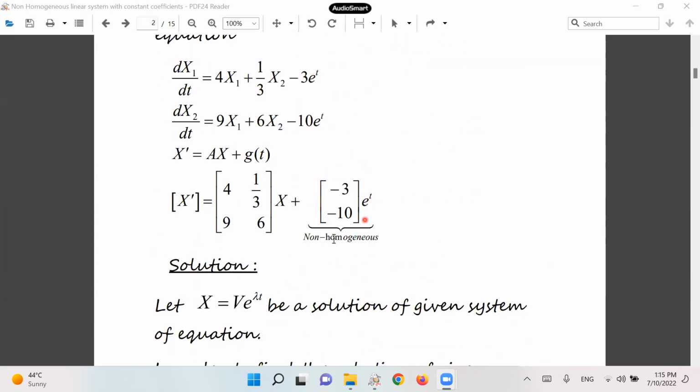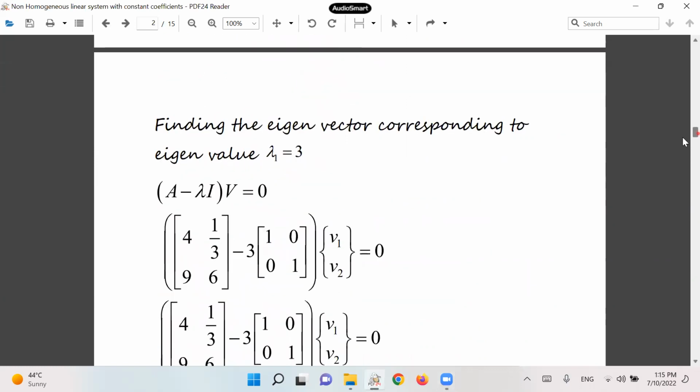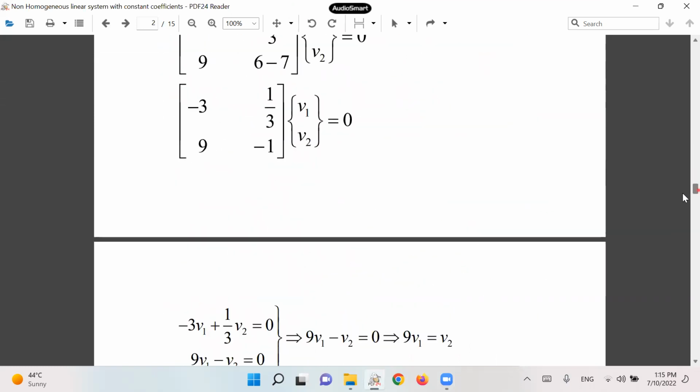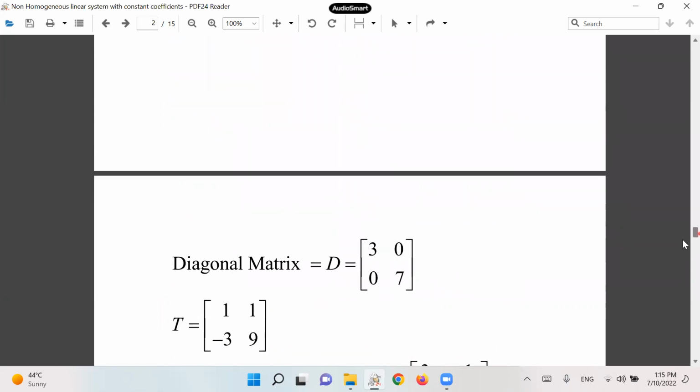Yes, this is the non-homogeneous part. So this is minus 3 e power t and minus 10 into e power t. So this is how we just copy g of t from the question. After that, now we have to solve this for diagonalization.